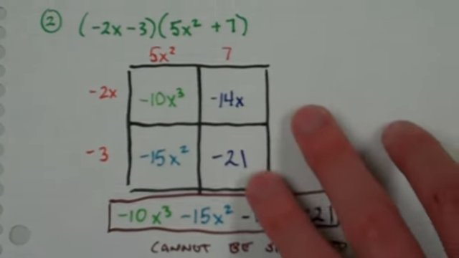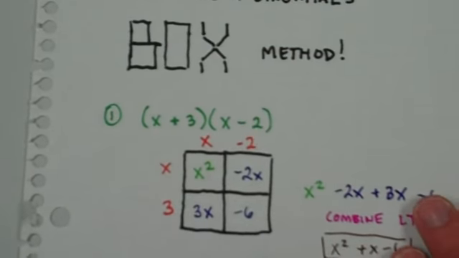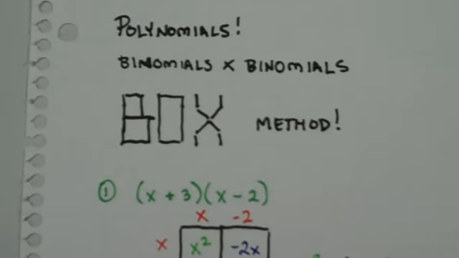All right, I'm Mr. Bahork, and that was multiplying binomials times binomials using the box method.